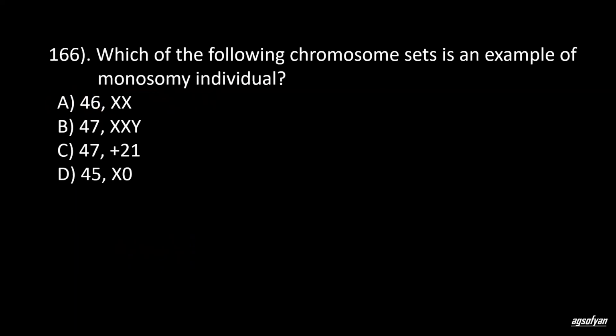Which of the following chromosome sets is an example of a monosomy individual? 46XX, 47XXY, 47 plus 21, or 45X0. So monosomy means it's less than normal. Normally 46, so if it is less, it will be 45. Okay, so this is the answer.